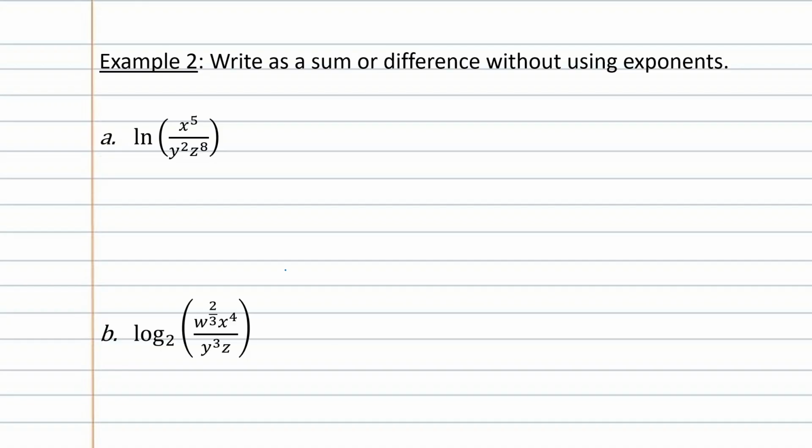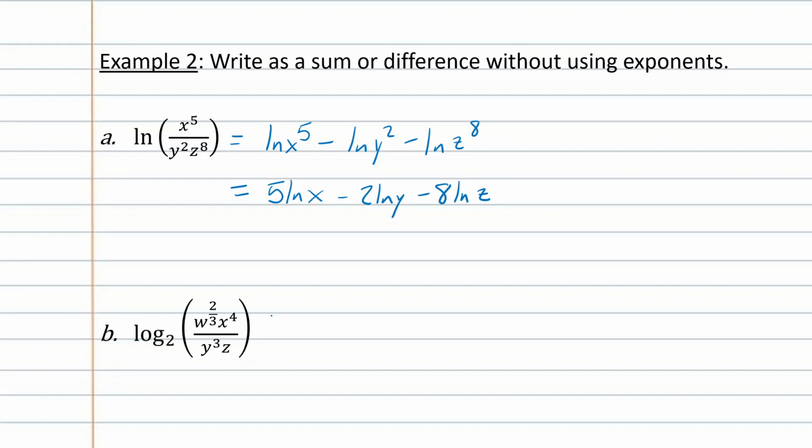All right, this one, we have a natural log. Same thing, we're writing it without using exponents. So this will be the natural log of x to the 5th minus the natural log of y squared minus the natural log of z to the 8th, because those are both in the denominator. I have to subtract both of them. Then I just need to pull the exponents to the front. This will be 5 natural log x minus 2 natural log y minus 8 natural log z.